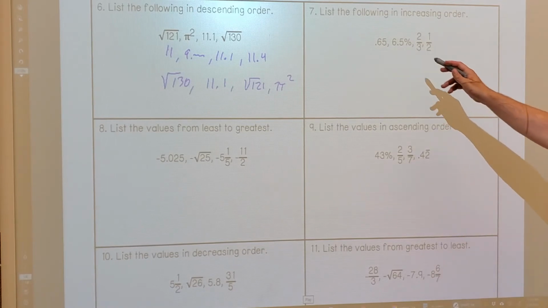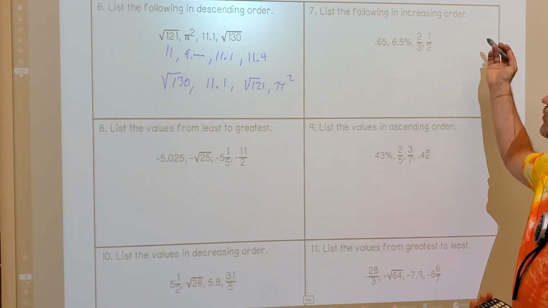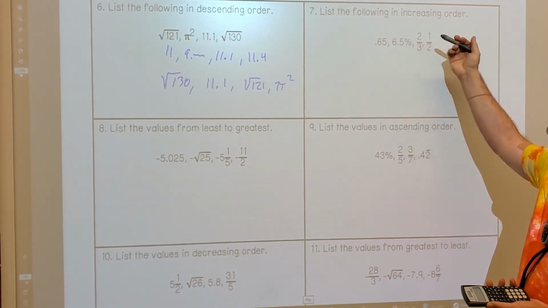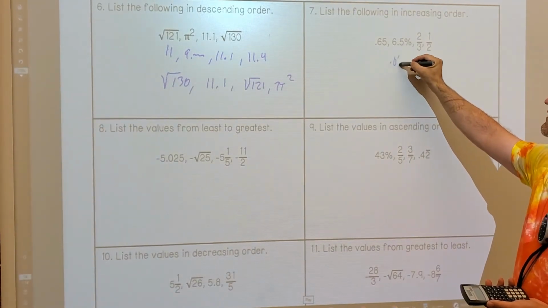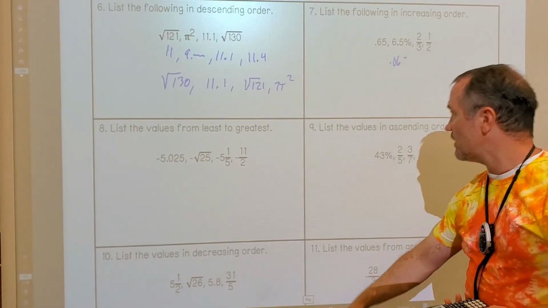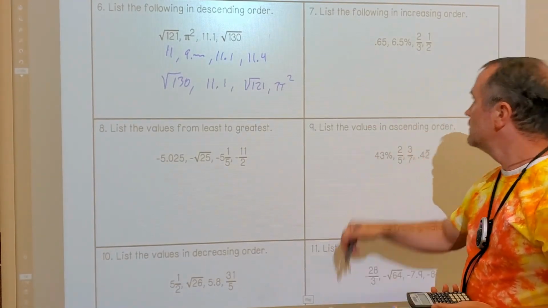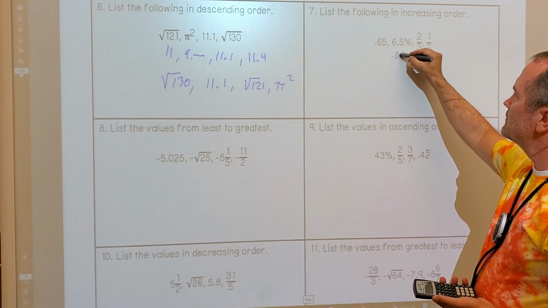Okay, so 0.65, 6.5%. We want to make them all decimals. That's 0.65. It seems the easiest to compare. So 6.5% would be what, 0.065? Nice writing, lost control there. 0.065.